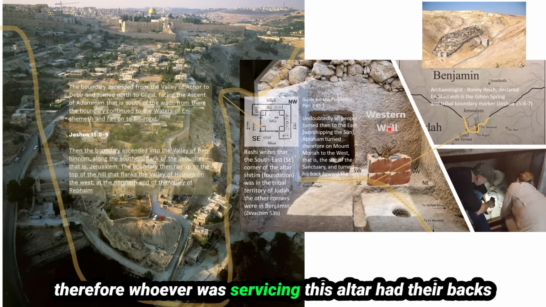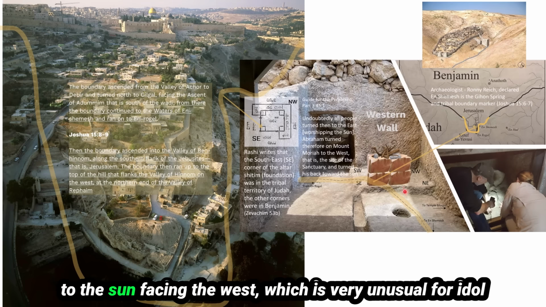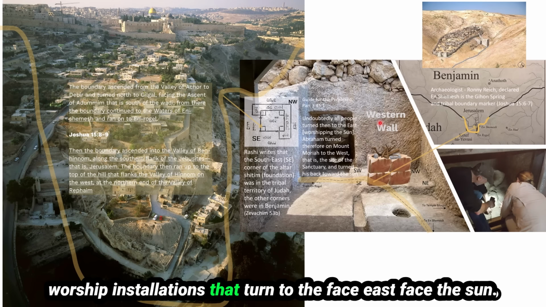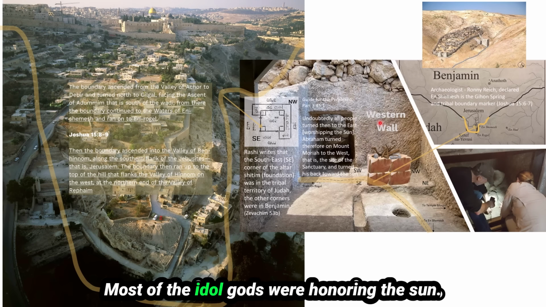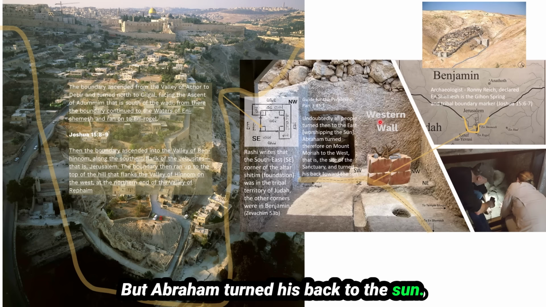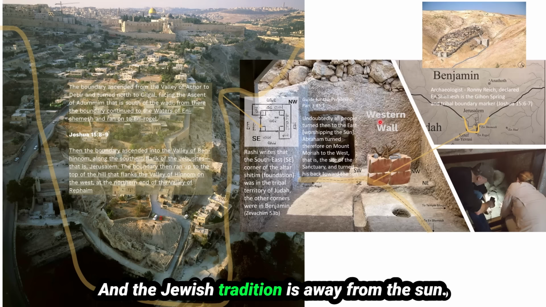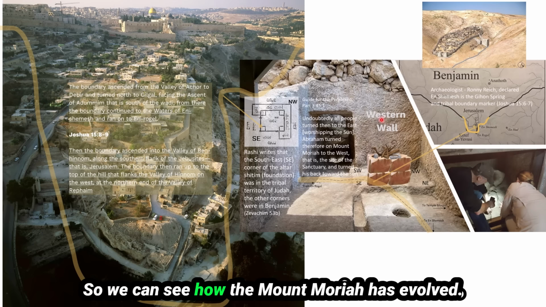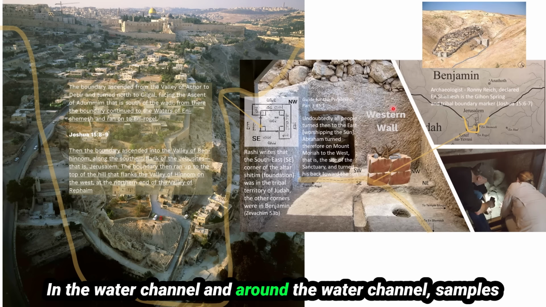Therefore, whoever was servicing this altar had their backs to the sun, facing the west, which is very unusual for idol worship installations that turn to face east, face the sun. Most of the idol gods were honoring the sun, but Abram turned his back to the sun, and the Jewish tradition is away from the sun. So we can see how the Mount Moriah has evolved in the water channel and around the water channel.